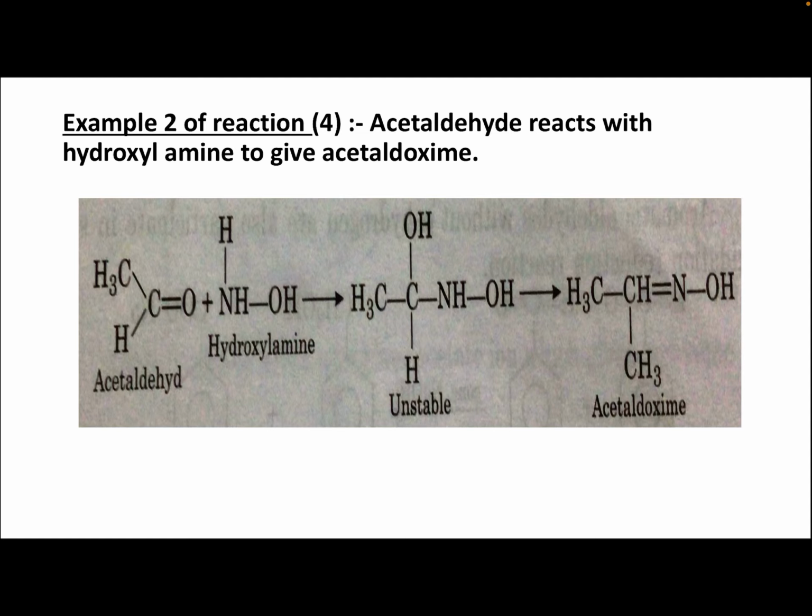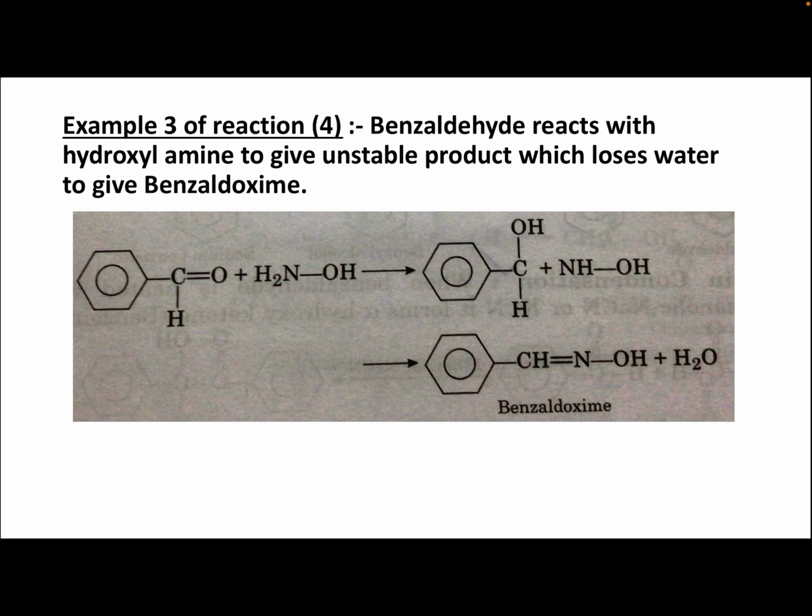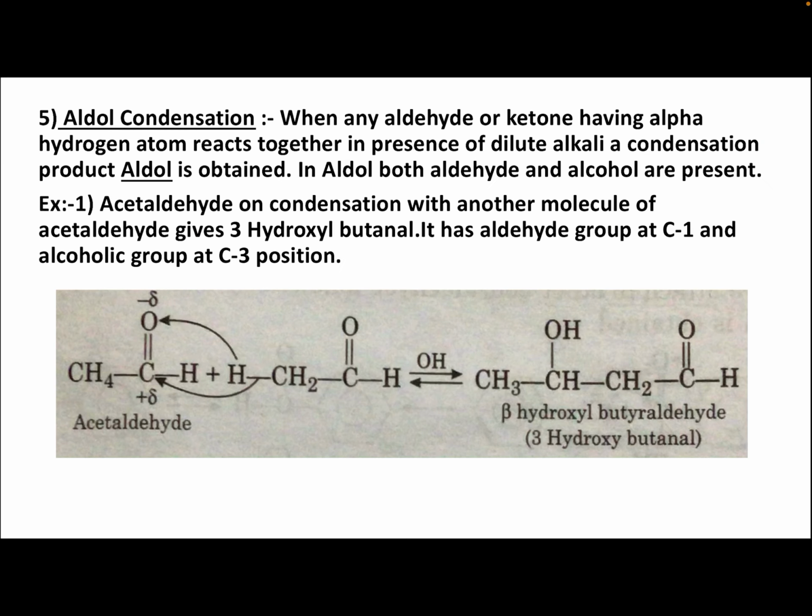This is acetaldoxime. Now example 3 of reaction 4, benzaldehyde reacts with hydroxylamine to give an unstable product which loses a water molecule to give benzaldoxime. So benzaldehyde is there, on the benzene ring an aldehyde group. When it reacts with hydroxylamine NH2OH, first we will get the addition product, then benzaldoxime is formed, on the benzene ring CH double bond NOH, oxime. So benzaldehyde on condensation with hydroxylamine gives benzaldoxime.